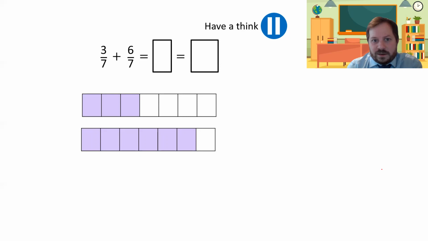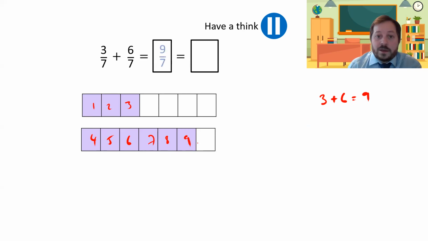Okay, so 3/7 plus 6/7. So quick maths on the side. 3 plus 6 equals 9. Let's just check we're right, shall we? 1, 2, 3, 4, 5, 6, 7, 8, 9. Yeah, it's definitely 9 of them in total, and these are still split into 7. So it's 9/7. Then we can do our whole thing of how many 7s fit into 9.